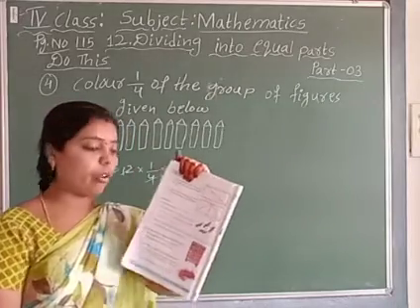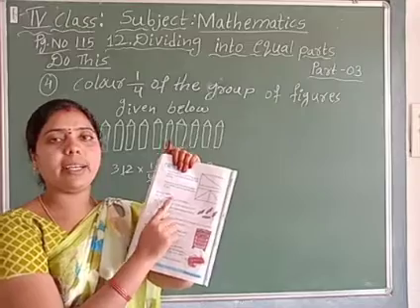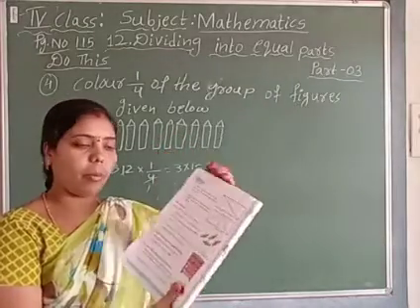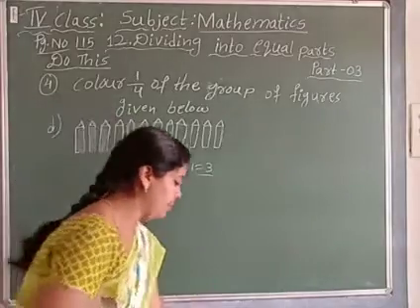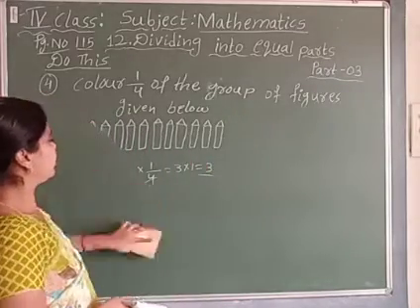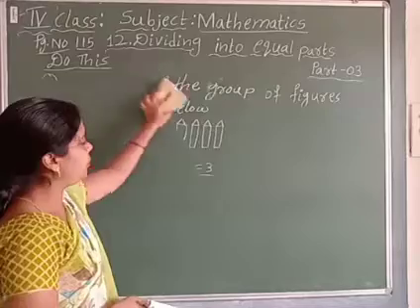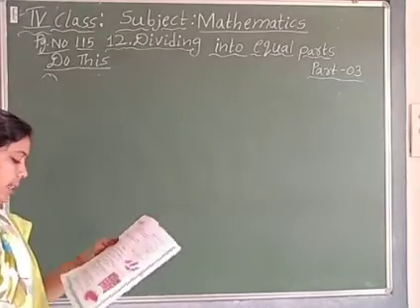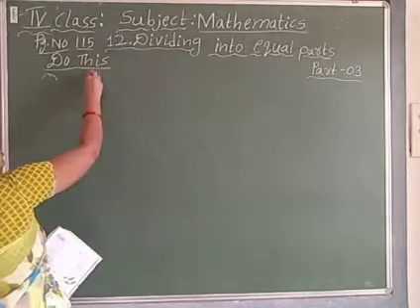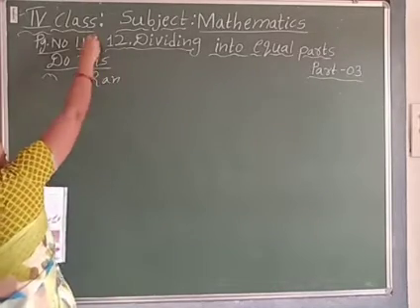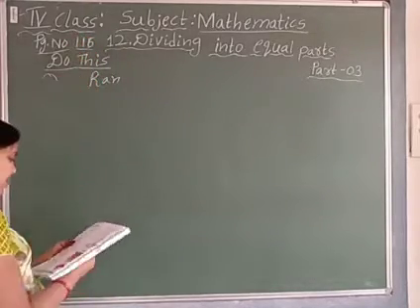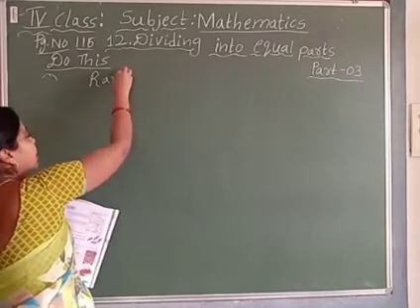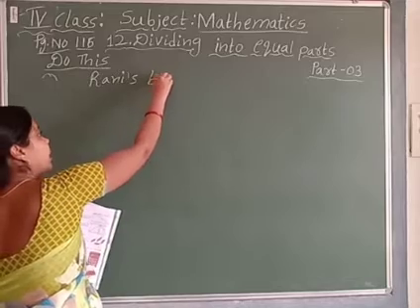So all of you take out your notebook now. So Rani's birthday you will write, and this question also you will write, children. I will explain the problem. Okay. Let us write now. Write first. Okay, next one. Rani's birthday. Page number 116.